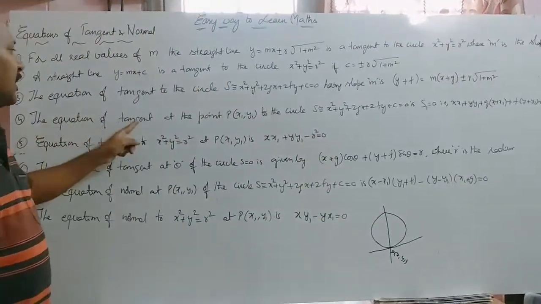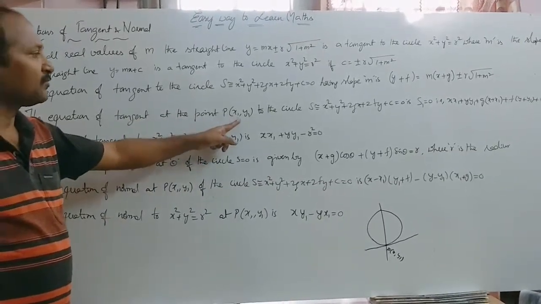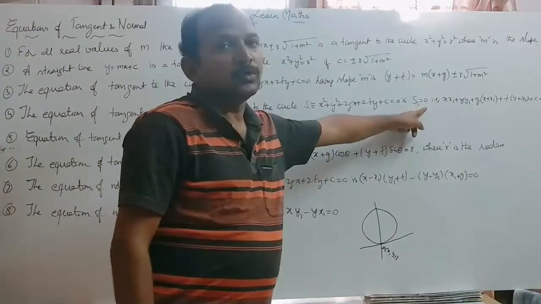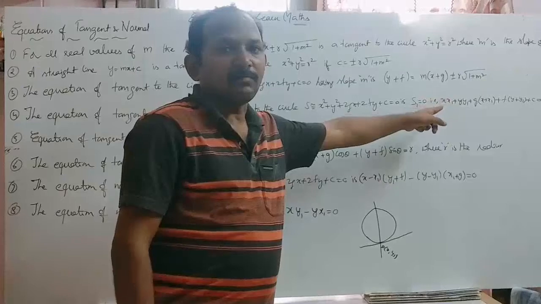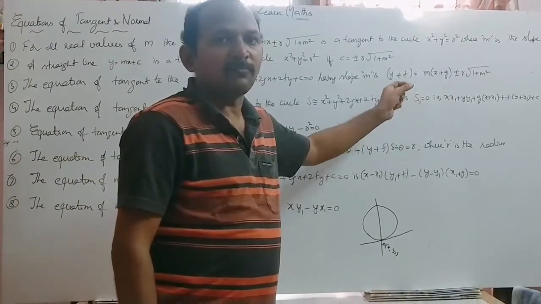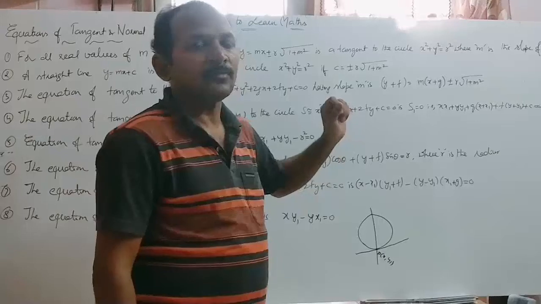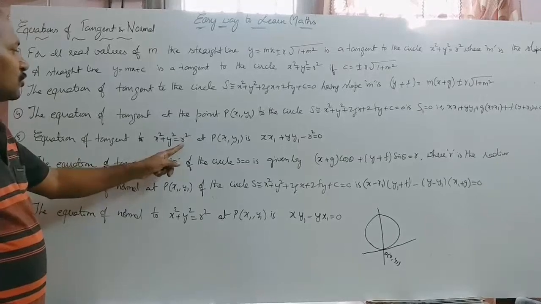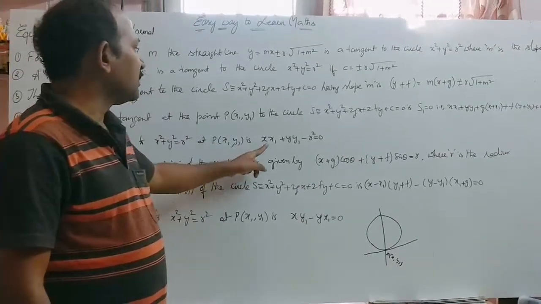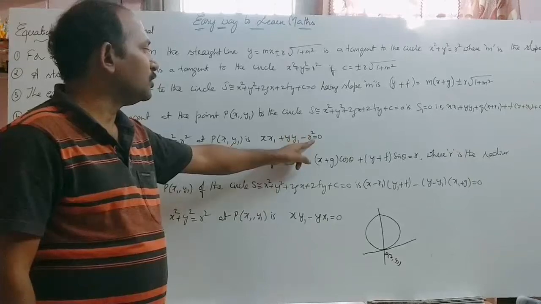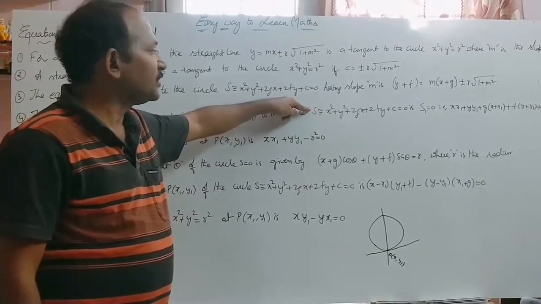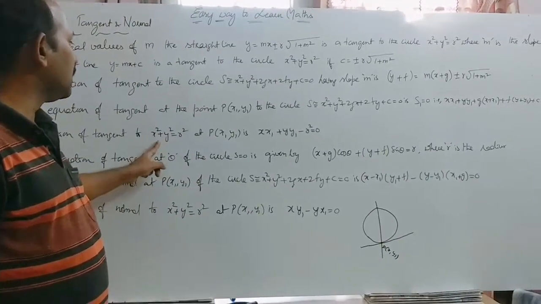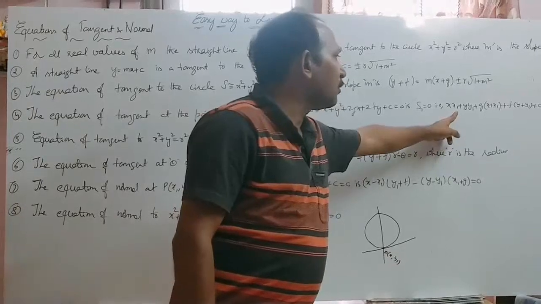Next, the equation of tangent at the point P(x1, y1) to the circle in standard form is S1 = 0. S1 means x·x1 + y·y1 + g(x + x1) + f(y + y1) + c. Again, the equation of tangent to x² + y² = r² at the same point P(x1, y1) is x·x1 + y·y1 − r² = 0. It is nothing but a special case of this circle. Here the center is (0, 0), that is, in place of g and f we have to substitute 0, 0 in this formula.